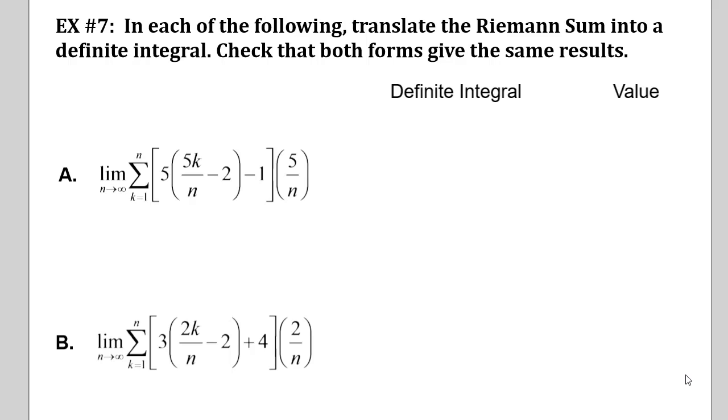Okay, so now we want to go in the opposite direction. We're given the Riemann sum, and we want to write this as a definite integral. So we just got to find the parts and pieces that we need, and go from there. The first thing that I notice in this example is what my delta x is. Remember our formula for delta x is b minus a over n. I'm going to need to know what a and b are, but I can find a.